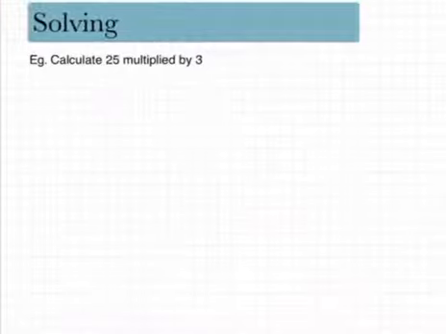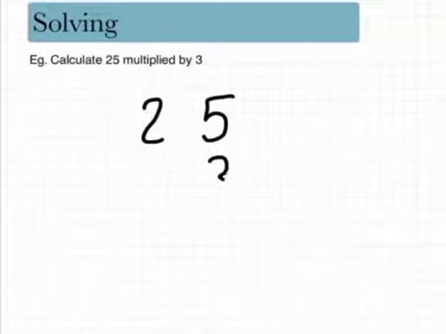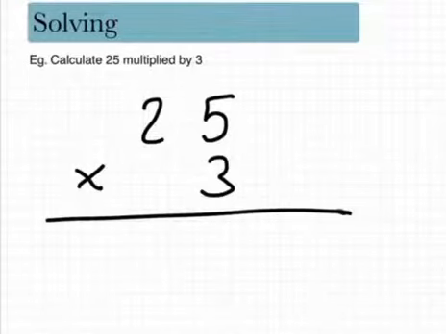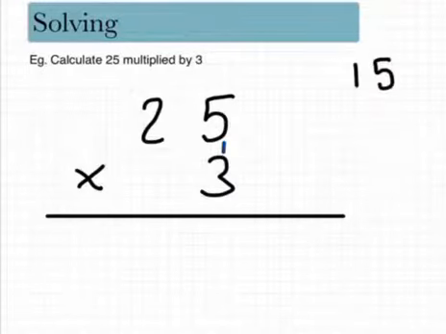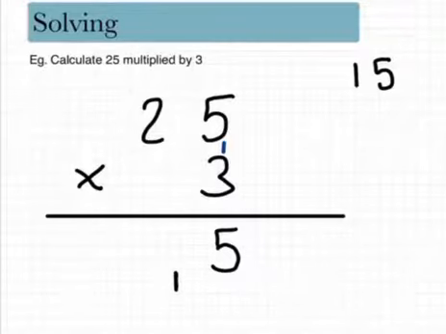So let's have a go at solving it. We've got 25 stacked on top of our 3, our multiplication and our line. We're going to multiply each number by each number. So we start at this end and we do our 3 times 5 first. Hopefully we know 3 times 5 is 15, but this is a 2-digit number. When we get a 2 or more digit number, we only want the last digit. So we put our 5 down here, our last digit, and the digits before that get carried over. So we're just going to carry a 1 over. I'm going to write it down here so we don't forget about it, but we're not going to count it as part of our number.